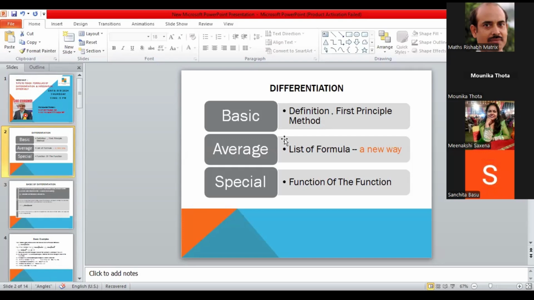Then we should go for the basic formulas. And after that, the last topic in class 11 is the function of a function, the derivative of a function of a function, or simply what we call the chain rule.